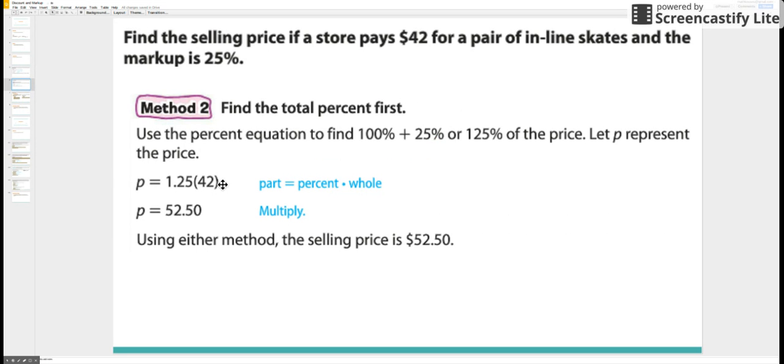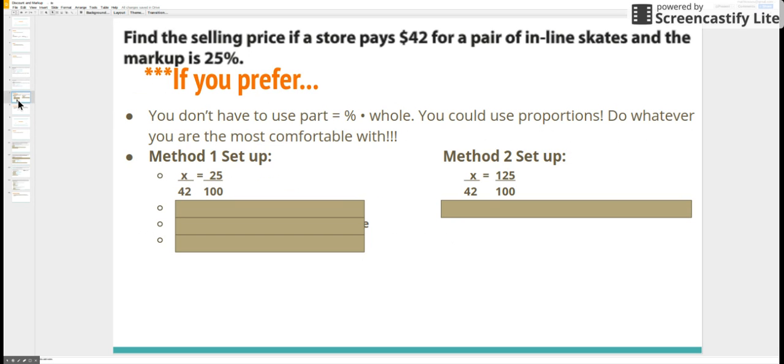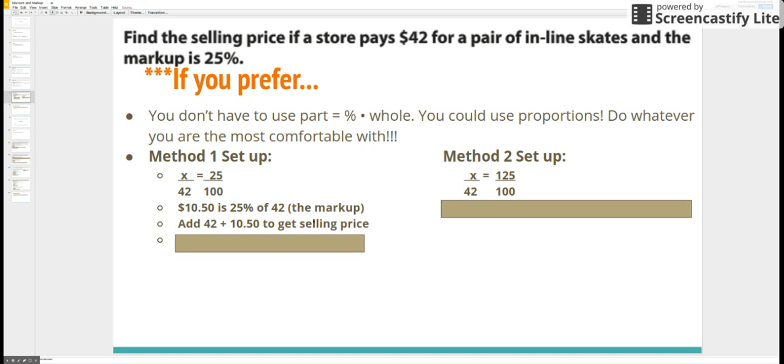Now, if you don't like using the percent equation, if you would rather use a percent proportion, that's cool too. This is method 1. So find 25% of $42 first. Find the markup price. You would do x over 42 equals 25 over 100, and then just go ahead and solve. After you cross multiply and solve, you would get $10.50 is 25% of $42. So that would represent the markup. Then you would add your markup, the $10.50, to the original cost, which is 42, to get $52.50.